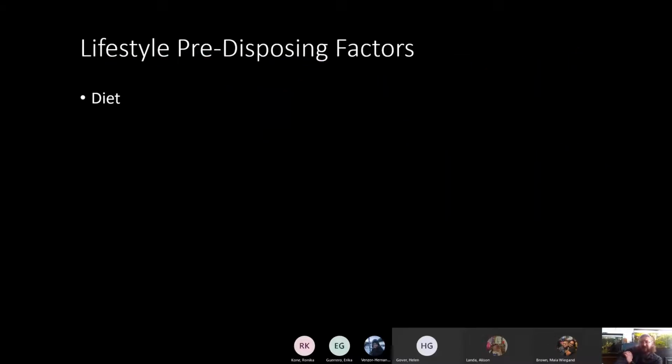Lifestyle predisposing factors. So these are things that you do during the course of your life that increase your lifetime risk of replication and repair problems. So, diet can increase your lifetime risk of cancer. For instance, obesity increases your risk of reproductive system cancer.